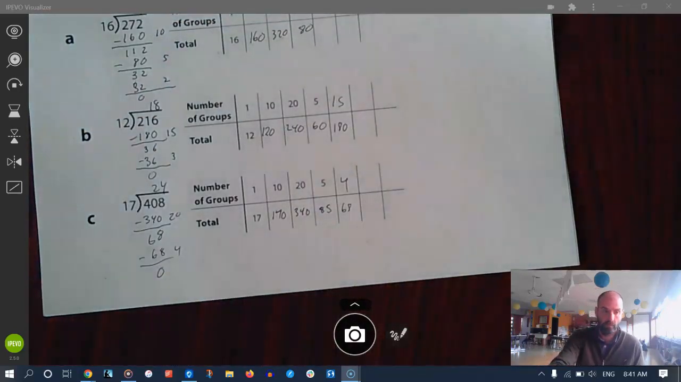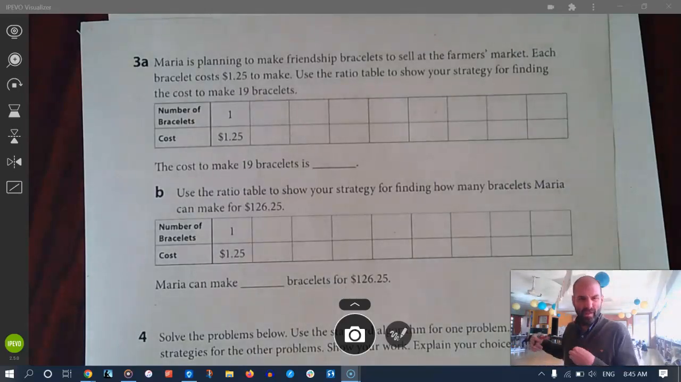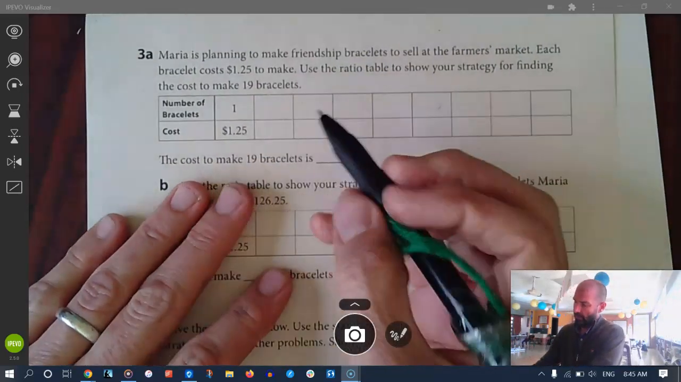All right, Maria is planning to make friendship bracelets to sell at the farmer's market. Each bracelet costs $1.25 to make. Use the ratio table to show your strategy for finding the cost to make 19 bracelets. Remember, we did this whole thing with Callie and the cake pops and all that stuff.